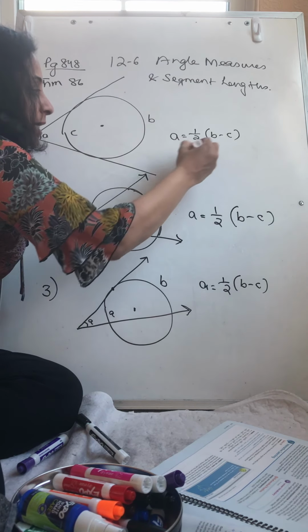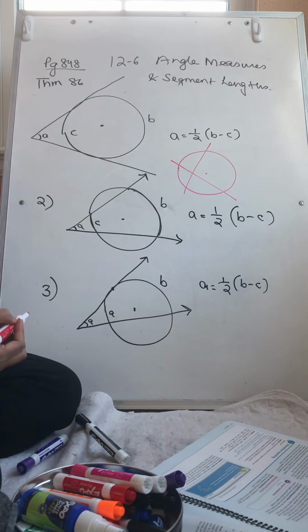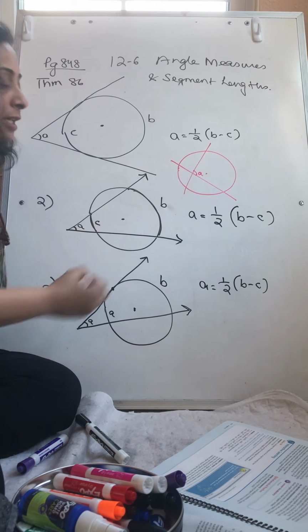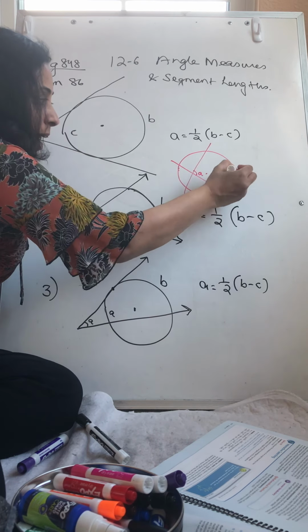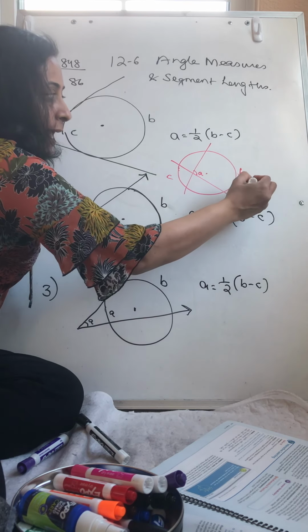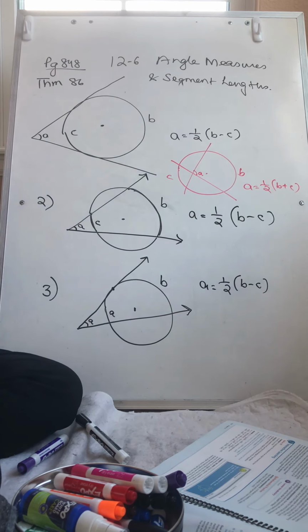The first case is, I have a circle and the lines intersect inside the circle. And the angle is formed here, A. The two arcs are here, B and C. Only when it's inside, my A will be what? Half of B plus C.